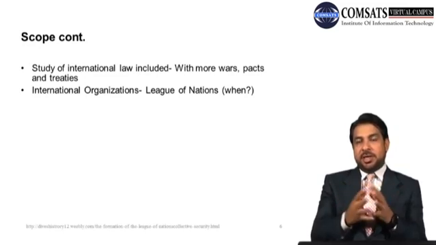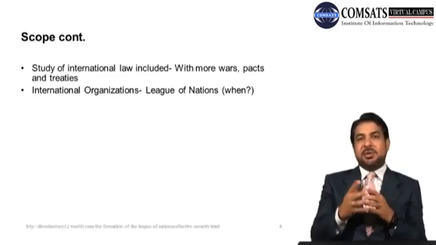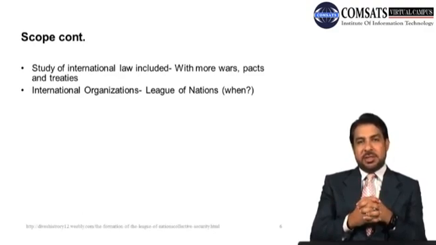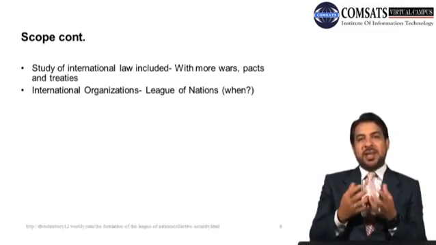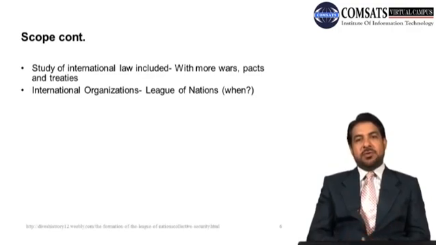It is not 1918, it is 1919. It takes some time to be established. So the League of Nations was established in the year 1919 after World War I. The objective of this organization was to prevent the world from a future war and to establish peace in the world, just like the objective of the United Nations.